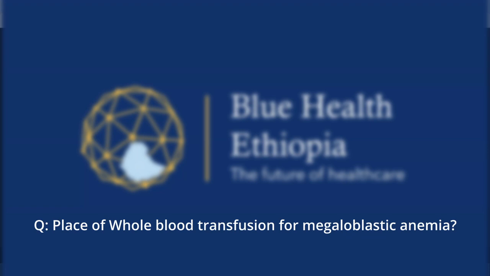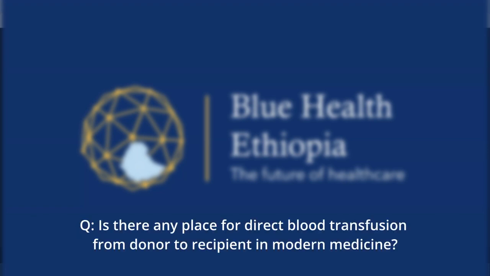Okay. Is there any place for direct blood transfusion from donor to recipient in modern medicine? Direct, we need to consider the ethics and the necessary arrangements and all the processes and procedures. To me, I have not come across connecting the donor directly with a patient, and it has a lot of risks. Otherwise, I have no knowledge about connecting directly from the donor to the recipient.